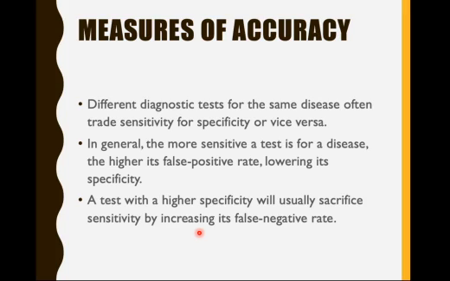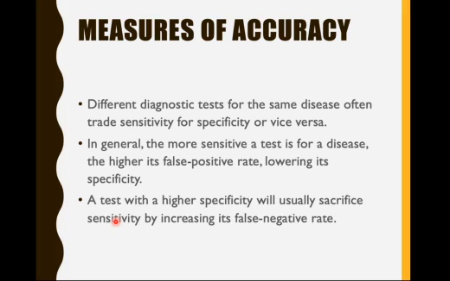In general, the more sensitive the test is for the disease, the higher its false positive rate. And if the false positive rate is high, the specificity will be low, because as we said, the false positive rate is the complement of the specificity. If the false positive rate is high, specificity will be low, or if the specificity is high, then the false positive rate is low, because the two are complementary.